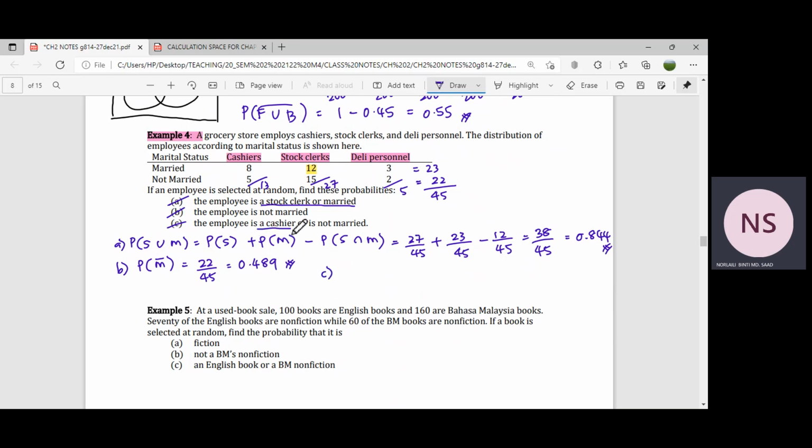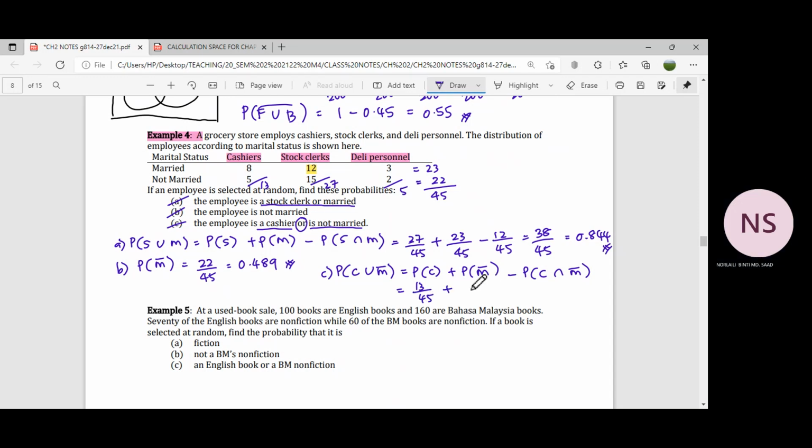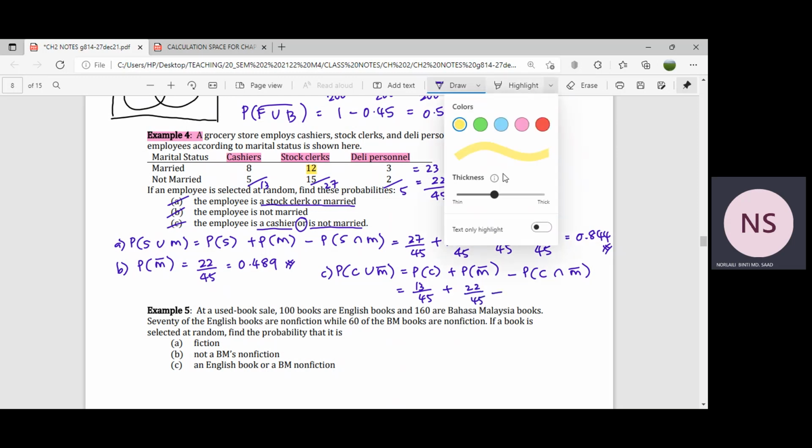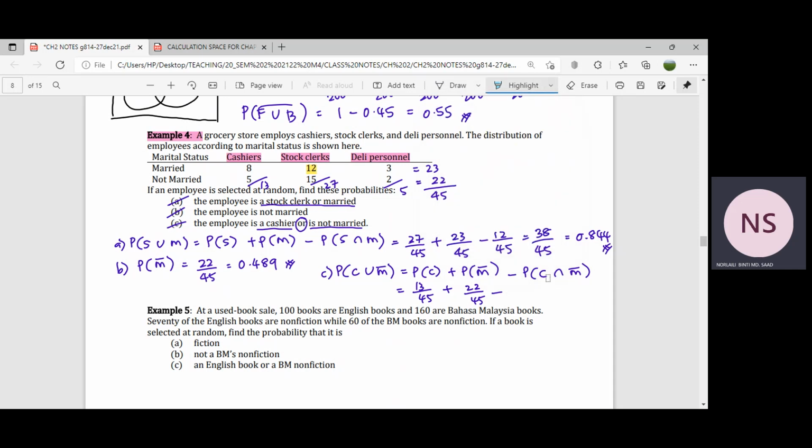And the last one, question C. The employee is a cashier or is not married. How to write in probability notation? We can use C, or we can use union. Not married we can use M bar. Then we have P(C) plus P(M bar) minus P(cashier and not married). So for P(C) we have 13 over 45, plus not married 22 over 45, minus the intersection.